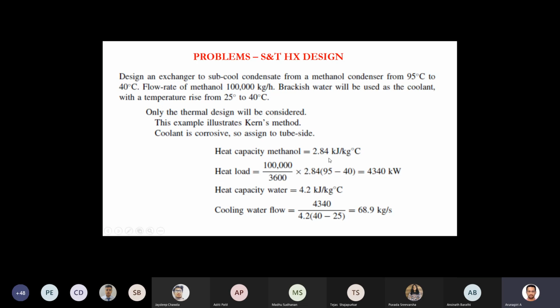So the heat capacity of methanol at 67 or 68 degrees centigrade is around 2.84 kilojoules per kg degree centigrade. The heat load you have to calculate. The flow is in kgs per hour, so convert it to kgs per second, then multiply by the specific heat in kilojoules.